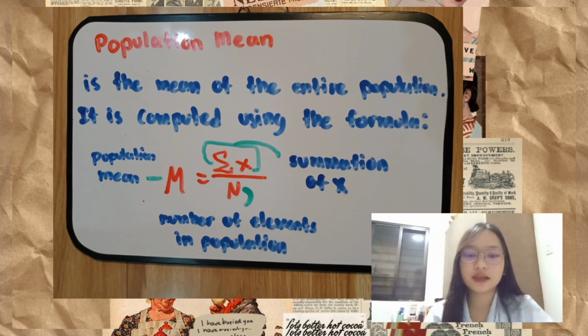So what is sample mean? A sample mean is the average of all the values randomly selected from a population. The formula for that is: the sample mean equals the summation of x over the number of elements in the sample.